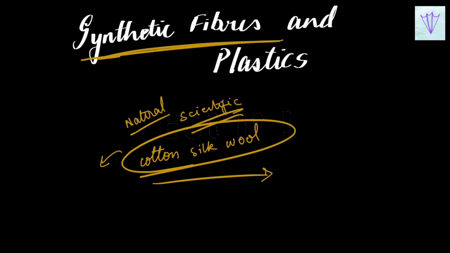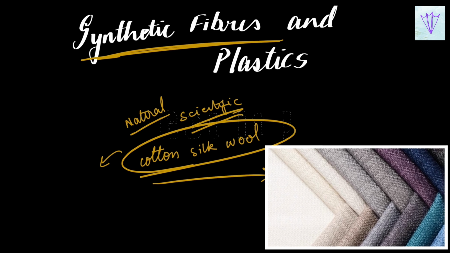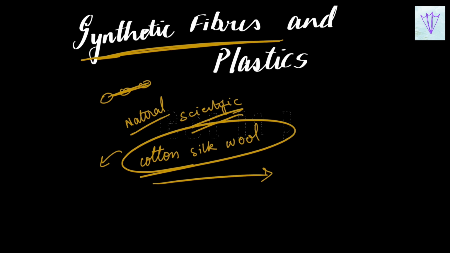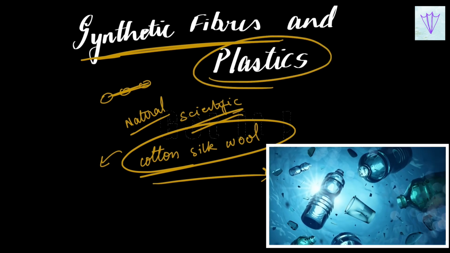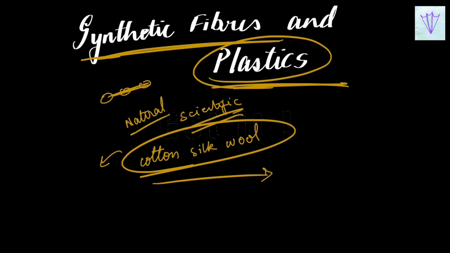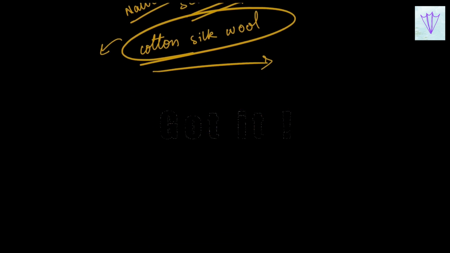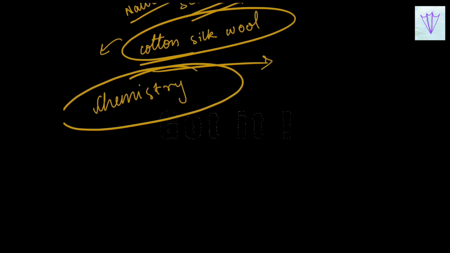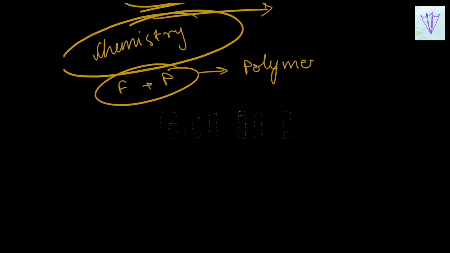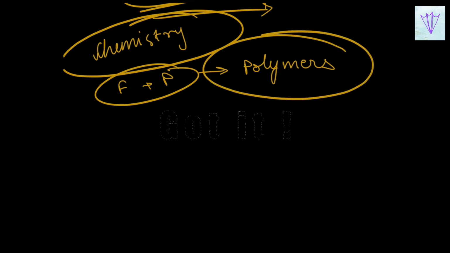Synthetic fibers are obtained by chemical processes and have chains of small units joined together. And the plastics. So these are the synthetic materials which are in great use these days, and they are suitable for all household purposes. So now we'll understand the chemistry behind fibers and plastics. Chemically, both fibers and plastics are polymers, and therefore it is essential to study what is a polymer.